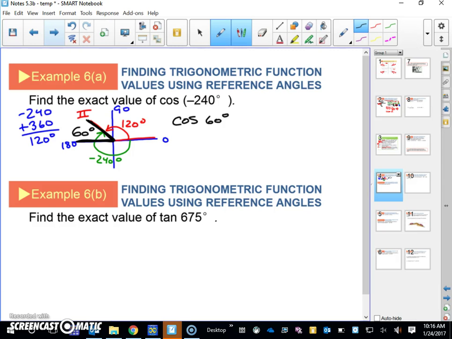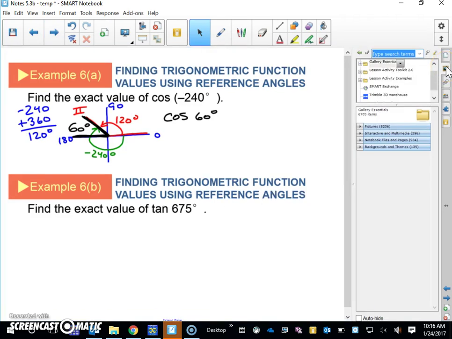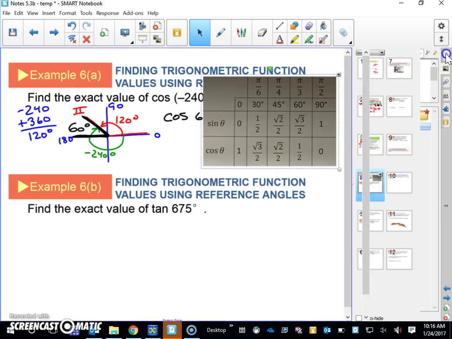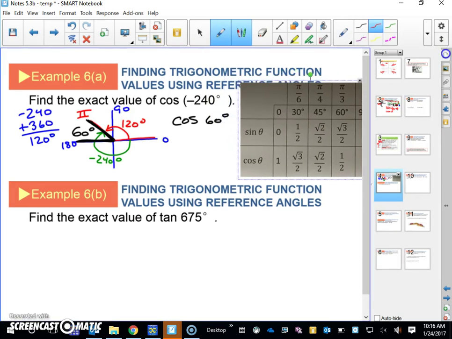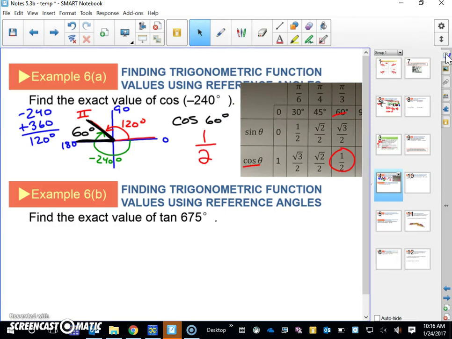So cosine 60, I can tell from my chart. Here, let's get a chart. Looking at cosine 60 is 1/2. So cosine 60 is 1/2. That's the first part. The second part, tell me what happens with the sign. So remember that we're in the second quadrant, and what do we know about cosine in the second quadrant? That's negative. So we've got negative 1/2. Cosine negative 240 equals negative 1/2.